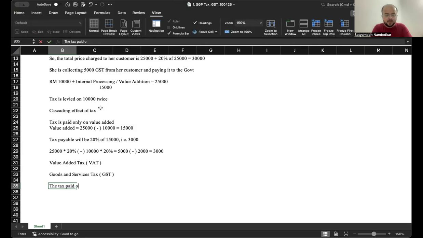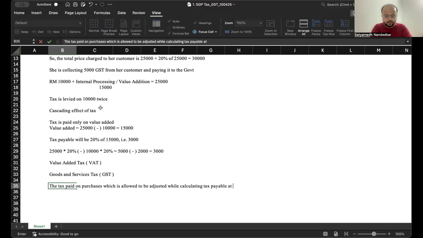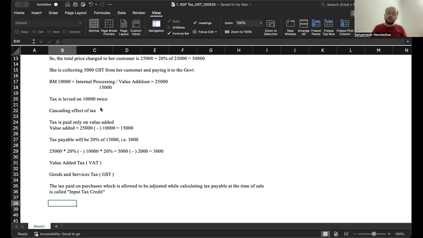The tax paid on purchases, which is allowed to be adjusted while calculating tax payable at the time of sale, is called input tax credit, which of course goes with the abbreviation ITC. And input tax credit is a term that we'll be running into very, very frequently.